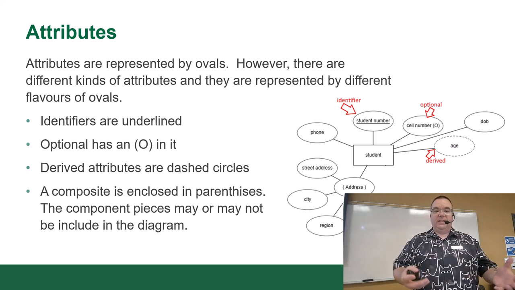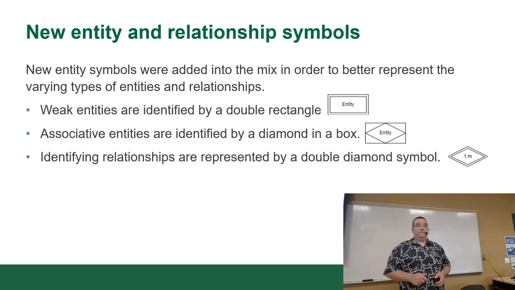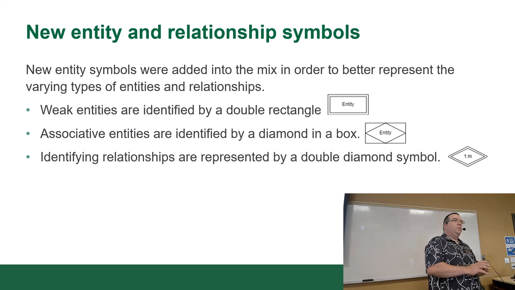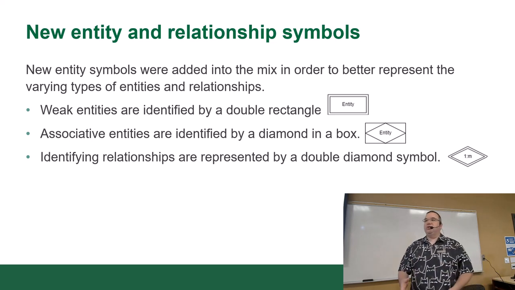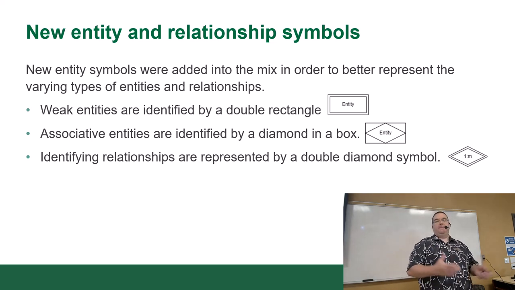All right, so these are the big attribute types. And after they decided to expand the different kind of items, such as the entities and the relationships, they said, well, we need to know more about the relationships. We need to know more about the entities. So new symbols were added to the mix in order to better represent the varying type of entities and the relationships. A weak entity lives in a double box.